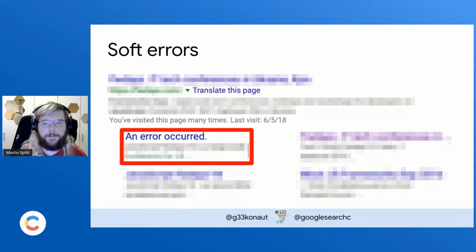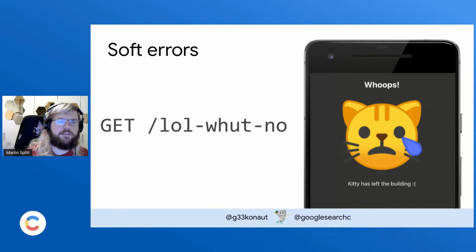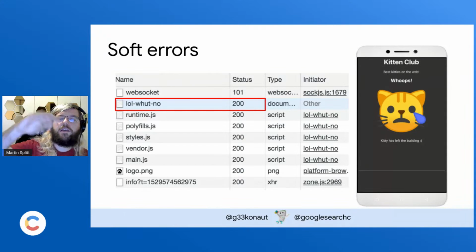How did that happen? Well, let's look at our web application. So this is a client-side rendered single-page application, and I go to a URL that doesn't exist. I mean, that's clearly an error page, isn't it? It says, whoops, Kitty has left the building, and there's a crying kitty emoji. I would say this is an error page. But if we look at what the server says, it's not. The server says, that's cool with me. Here you go. Here's a page. There's content. Everything's fine.